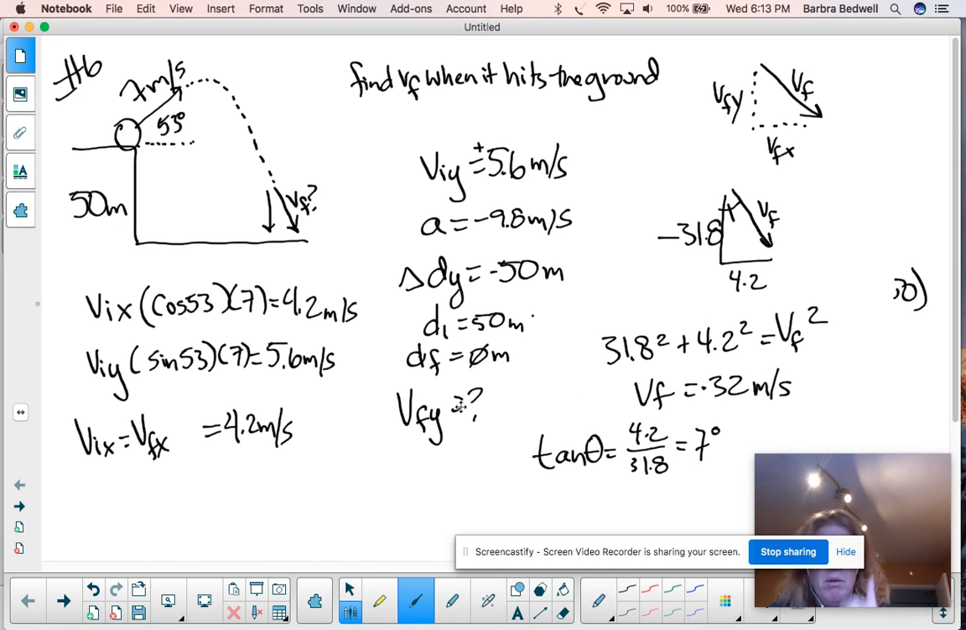That's the quick walkthrough on problem number 6. Don't need to worry about the maximum height. It's just kind of figuring out that if you want the final velocity, you're finding the x and the y components of your final velocity.